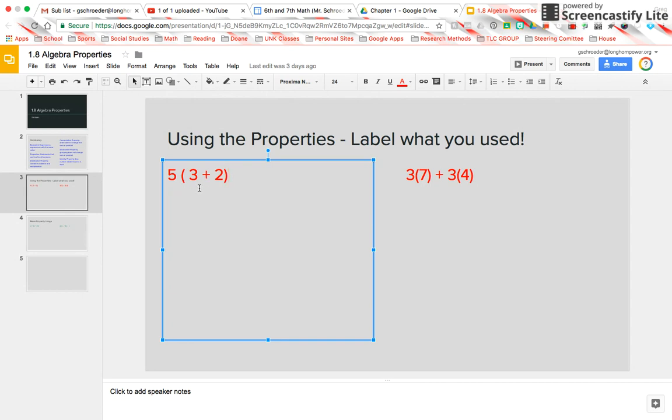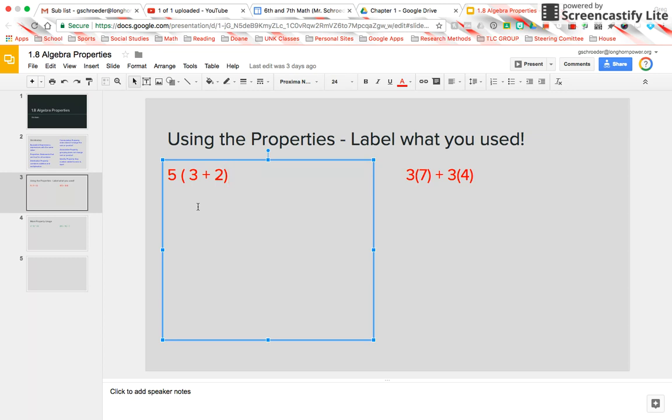So in this case, I have 5 times the quantity 3 plus 2. This is the distributive property. And in the distributive property, I'm combining addition and multiplication together. So here I have some addition, but over here I'm going to have some multiplication. This is 5 times this quantity. Well, order of operations says I could do parentheses first and get 5, and 5 times 5 is 25, and that gives me a final answer.